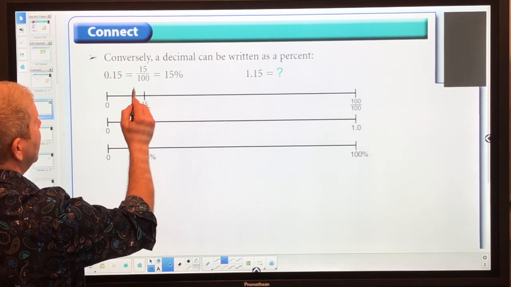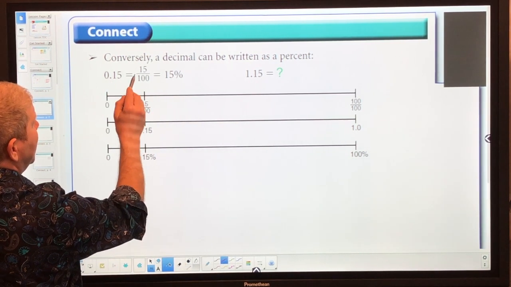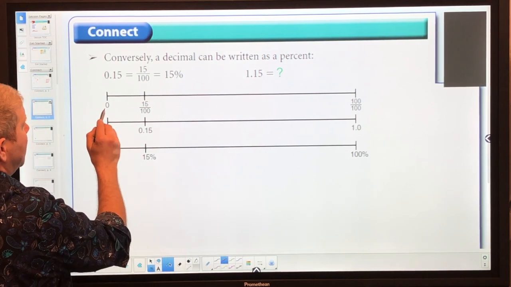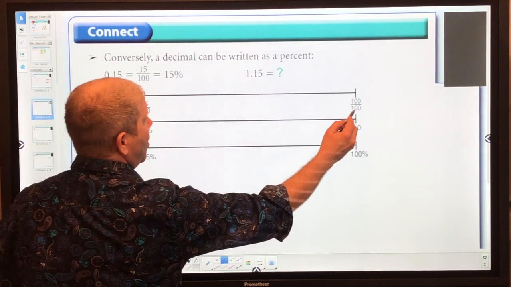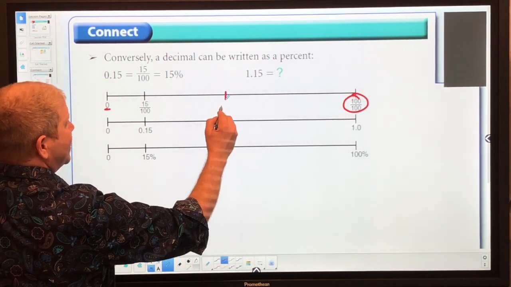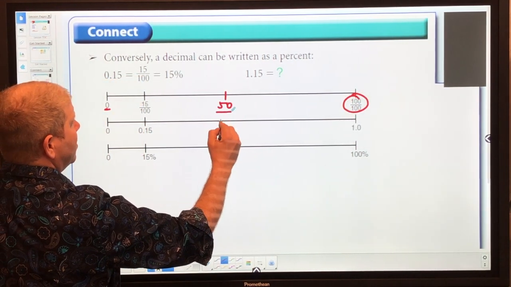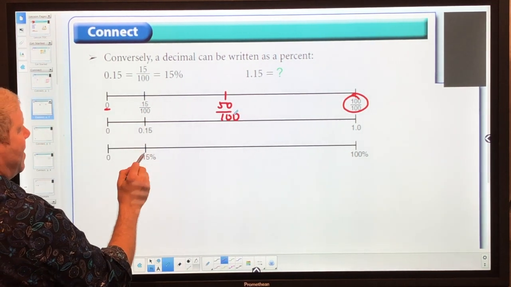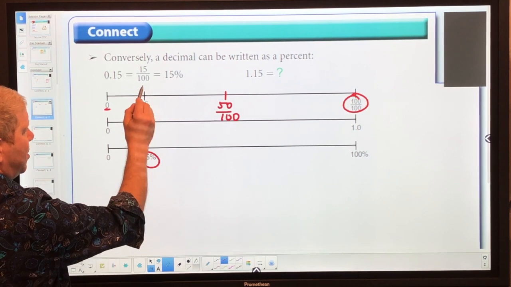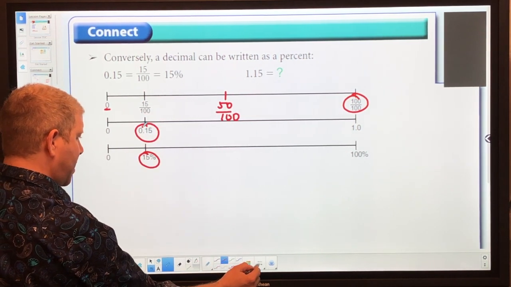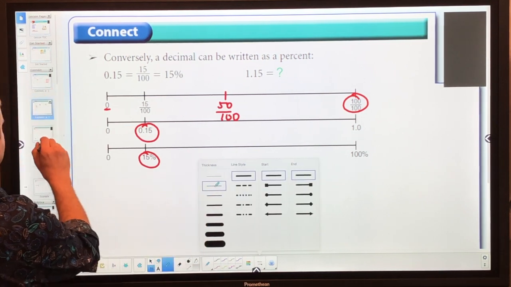Get my pen up here. And we can say, well, 0.5 equals 15 over 100, and that's going to be equal to 15%, because we've got our 0 here, we've got our 100 over 100 over here. We know 50 over 100 is going to be somewhere over here, and that means 15 is going to be around here. And then 15% will be around that same line, down the line, and 0.15 will be right here. I'm just going to change my pen thickness, it's a little too thick.